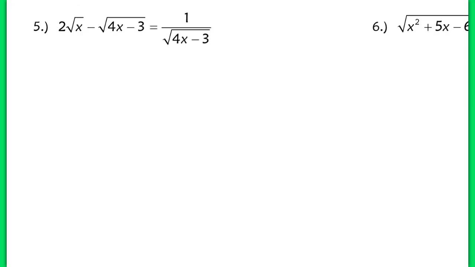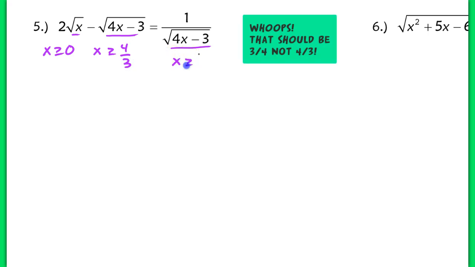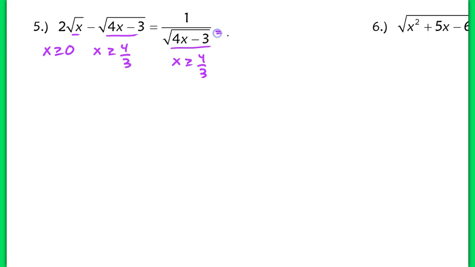Okay, in number 5, if I try to write the domain of this particular equation here, I need to set each of these greater than or equal to 0. So I have one inequality, x is greater than or equal to 0. Here I have x is going to be greater than or equal to 4/3 after I solve. And here I would have x is greater than or equal to 4/3 as well. The problem is that if I plug in 4/3 here, I end up with 0 in that radical.